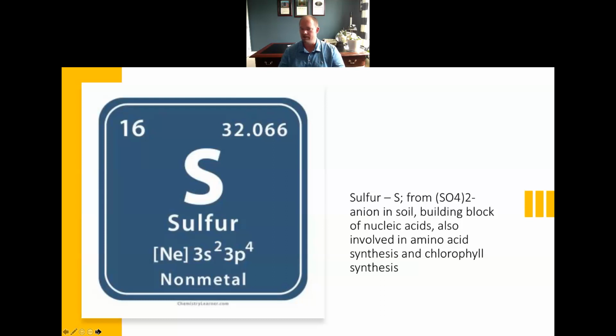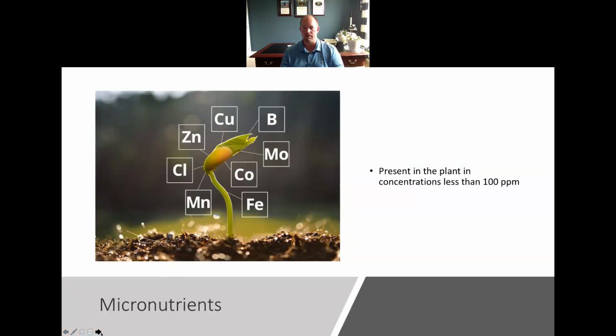Its primary role inside the plant is as a building block in nucleic acids. It's also involved in amino acid synthesis and chlorophyll synthesis, which would be the production of amino acids and chlorophyll. So that would basically wrap up your macronutrients. These are all present inside the plant in concentrations greater than 1,000 parts per million. So now we're going to talk about micronutrients, and there are many, many more of them.